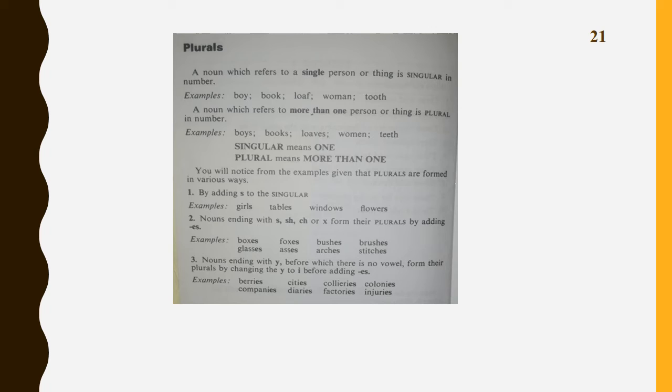Now singular and plurals. The plurals in your junior English book, page number 12. A noun which refers to a single person or thing is singular in number. Examples: boy, book, loaf, woman, tooth. A noun which refers to more than one person or thing is plural in number. Examples: boys, books, loaves, women, teeth. Singular means one, plural means more than one. This is also a previous concept. You must have done it in your previous grades.